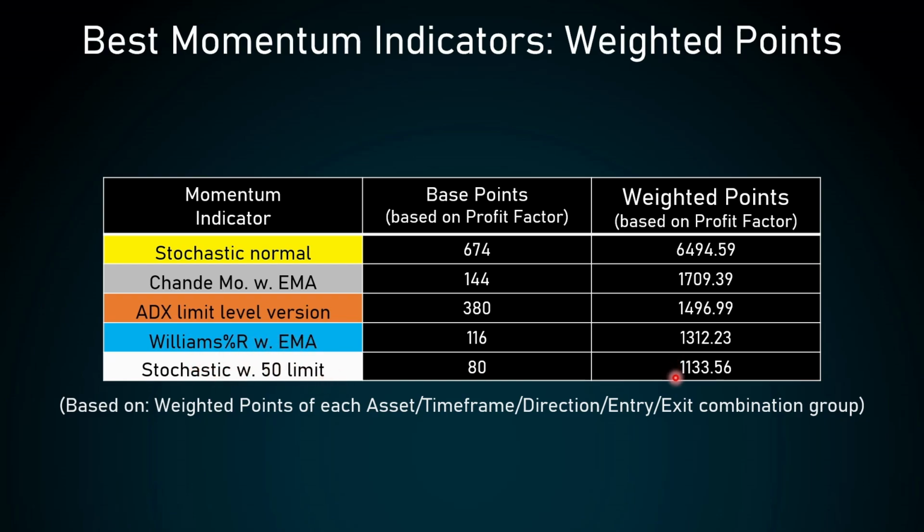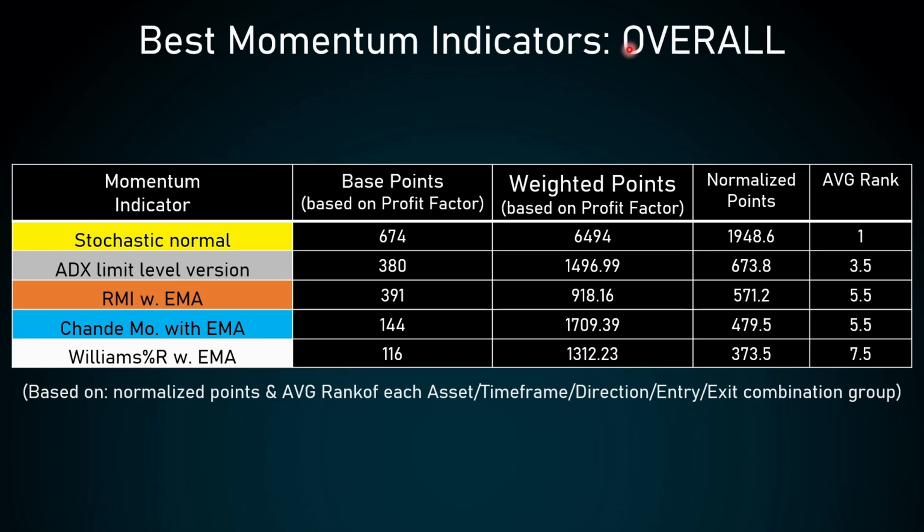Here there's one thing that needs to be mentioned. The stochastic normal gained much more points than the second place winner, around 4 times the points. And now the spreadsheet that is the most important in my opinion. Let's see the best momentum indicators overall. In this spreadsheet I took into account both the base points and the weighted points and created a normalized points section. I also created an average rank based on the base points rank and the weighted points rank.